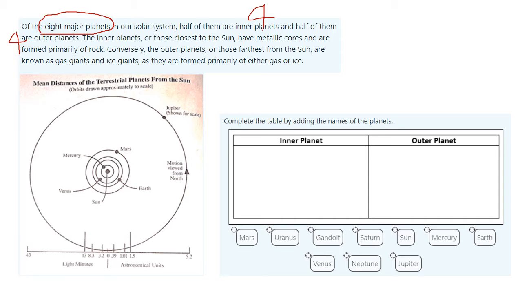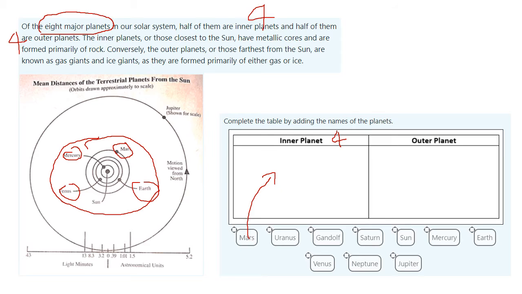The inner planets, or those closest to the Sun, have metallic cores and are formed primarily of rock. So the 4 planets that are closest to the Sun will be these down here: Mars, Mercury, Venus, and Earth. So for the inner planets, we know there need to be 4. So we choose Mars, we choose Mercury, we choose Earth, and we choose Venus. And we make sure that this target is fully in the box.